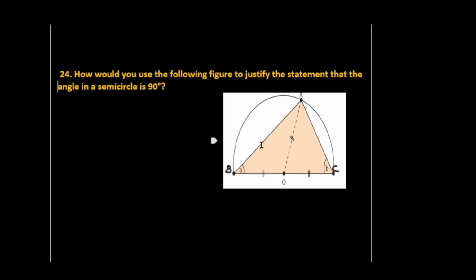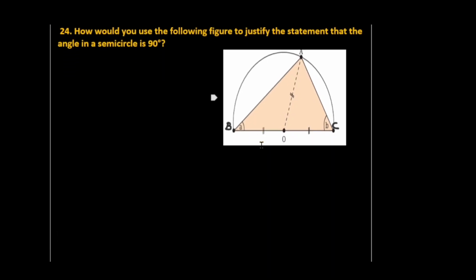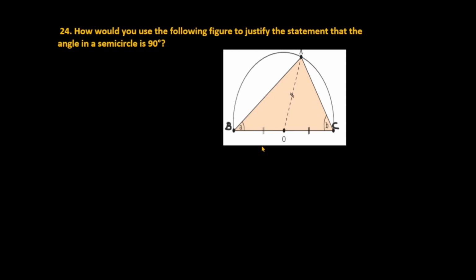Next question, 24th question. How would you use the following figure to justify the statement that angle in a semicircle is 90 degrees? That is, we need to prove here that the angle in the semicircle, that is BAC, is equal to 90 degrees. How to prove BAC is 90 degrees?